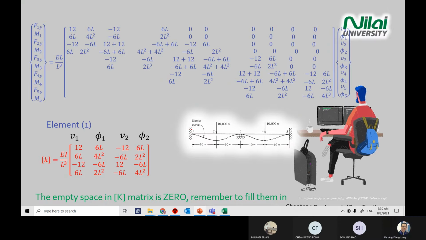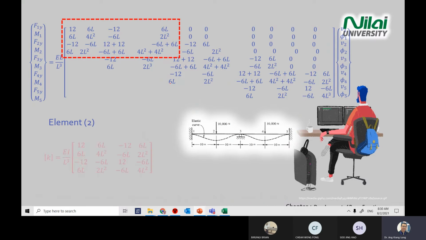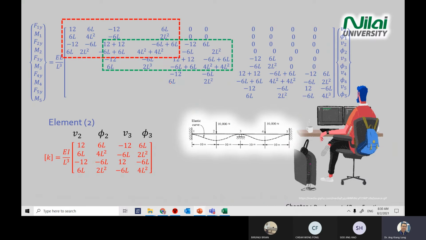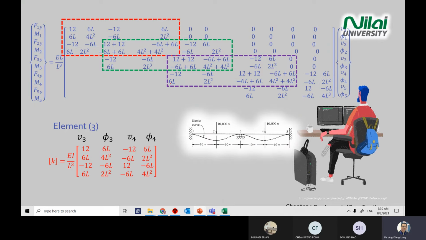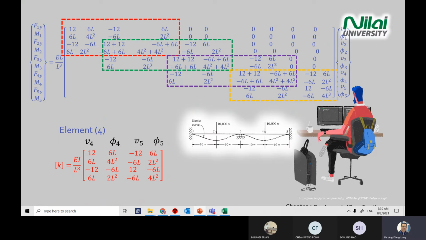this slide is just to show you where you get element 1. For example, I label this one for you just for your revision. Element 1 is in the red bracket, element 2 is in the green bracket, element 3 in the purple bracket, and so on. So this is the superimposed process. Practice this one, because it will help you score 4 to 5 marks to build the global K matrix.